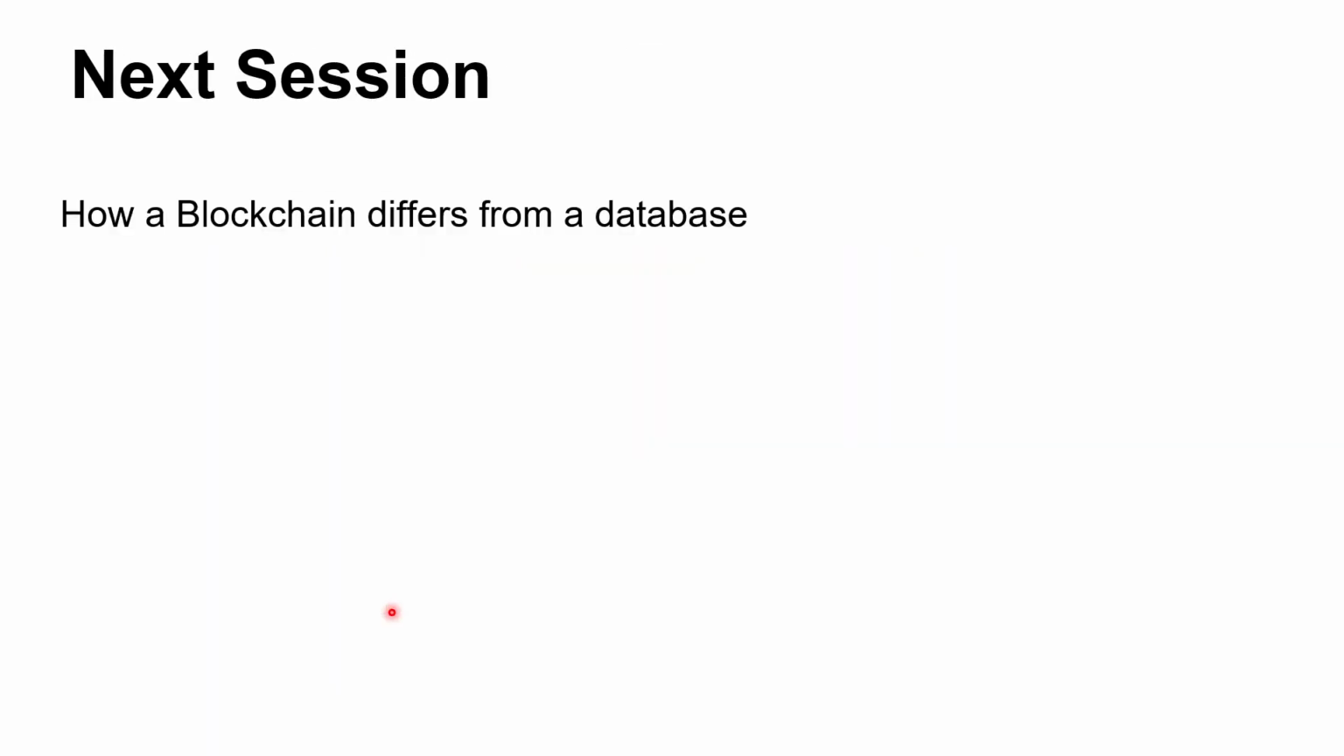And next, we'll review how a blockchain differs from a database. So they're both repositories of data. Blockchain's a repository of data, and a database is a repository of data. The way they manage data and the way they process data is quite different.